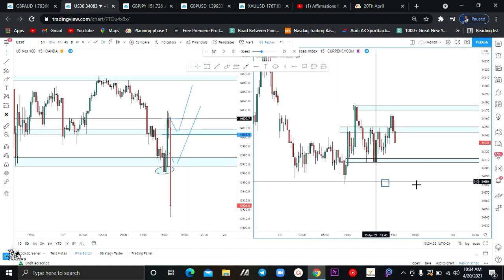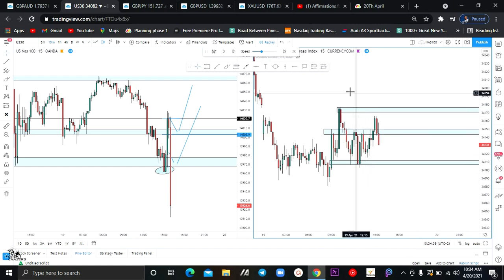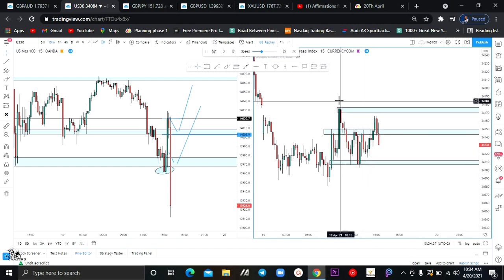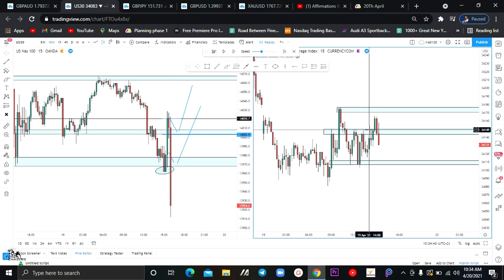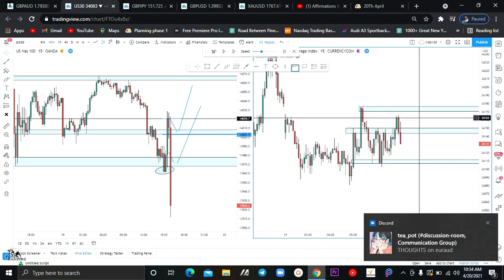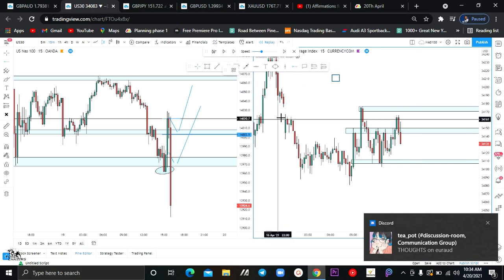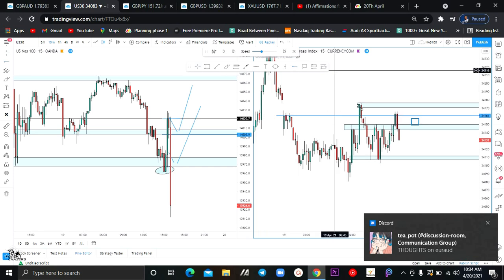So on US30, guys, on my other side, you can see that I already have my key areas here. I have my top area here, which price didn't really come to touch as well. You can see where I'm putting my crosshair. This is the area that held price from coming into these areas here.